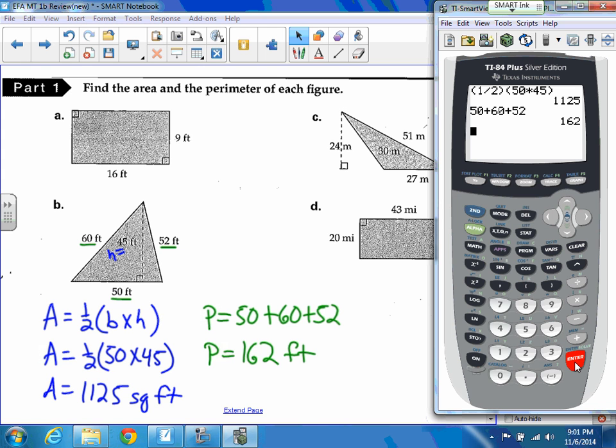Again, make sure that you get these problems checked with me to make sure you have them all correct before moving on or before finishing.